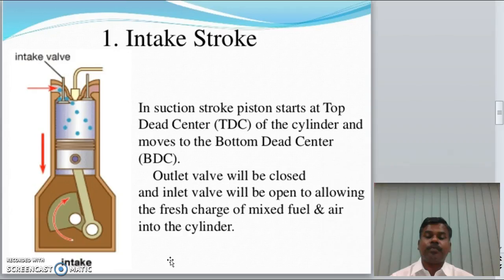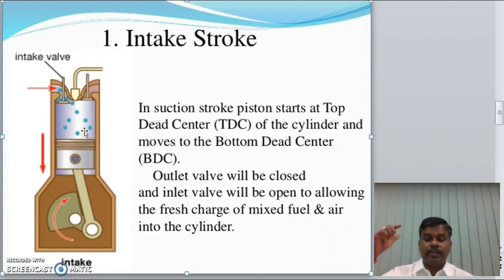First we will see the intake stroke. I already said that this is the top dead center and this one is the bottom dead center. The distance between these two is called a stroke. Now you can see the inlet valve is open and air is coming inside as the piston moves from top dead center to bottom dead center. Due to the negative pressure created inside the cylinder, the air is sucked in. This is the first stroke.